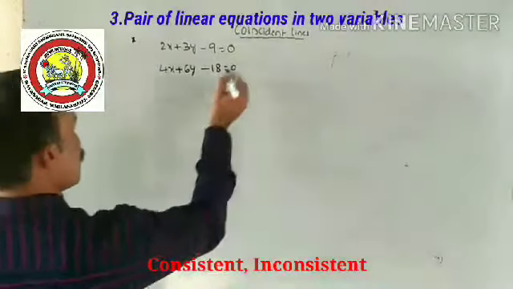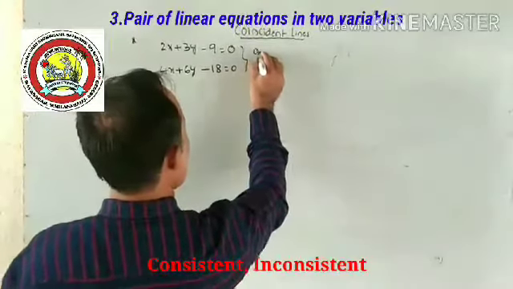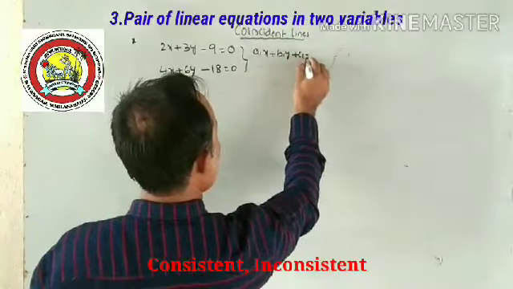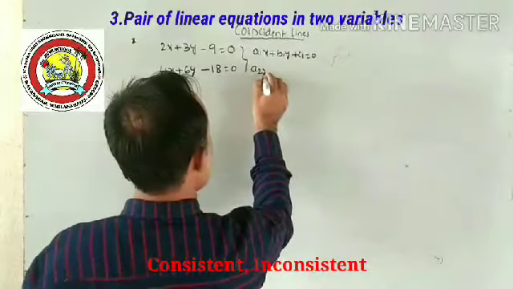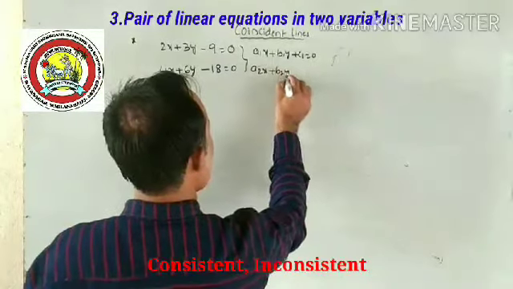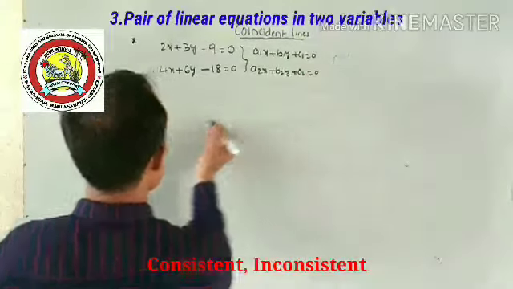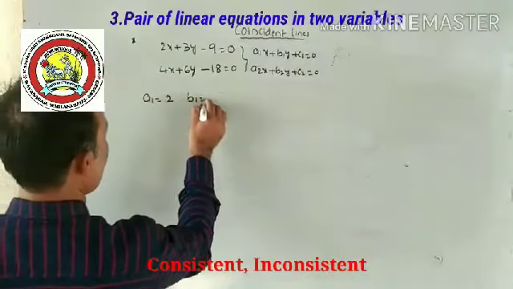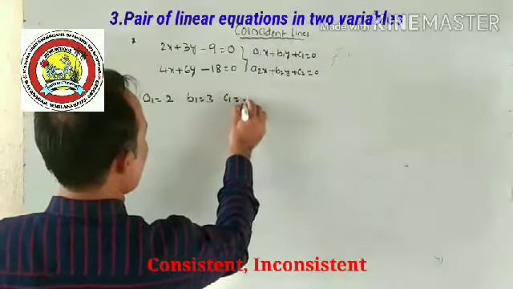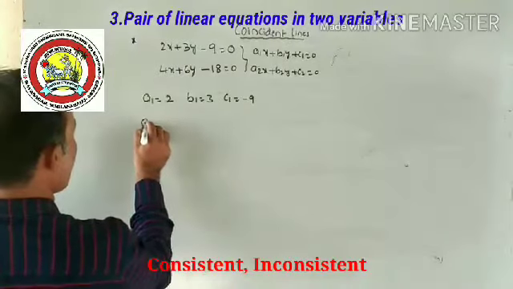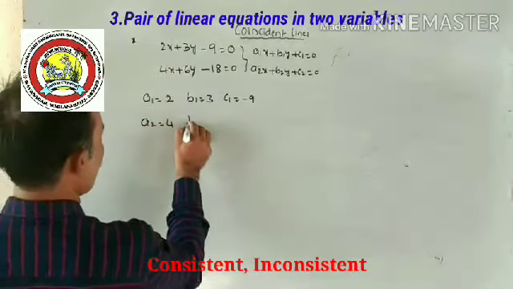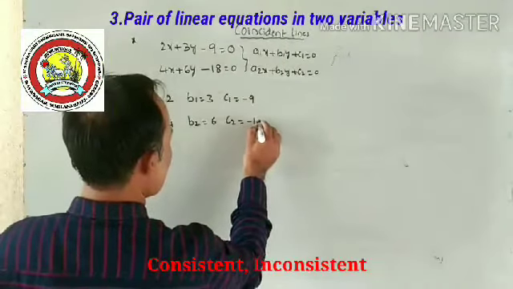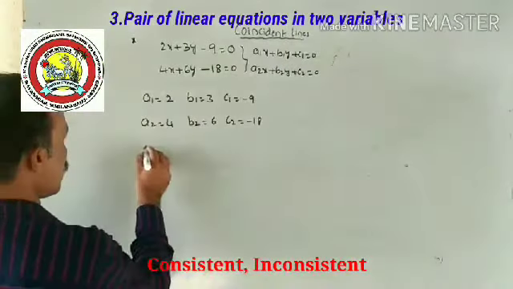Next, write down, comparing these two with a1x plus b1y plus c1 is equal to 0 and a2x plus b2y plus c2 is equal to 0. Note down the values. What is the value of a1? 2. b1? 3. c1? Minus 9. a2? 4. b2? That is 6. c2? That is minus 18. As usual, find one by one.